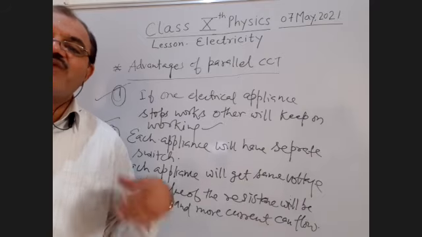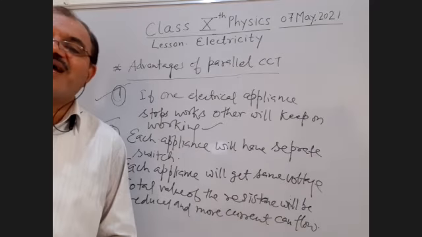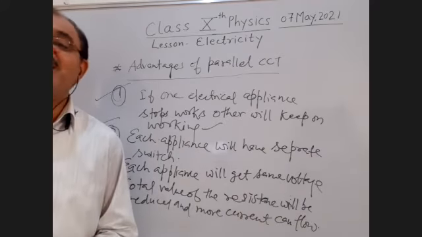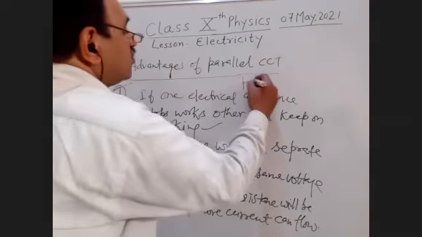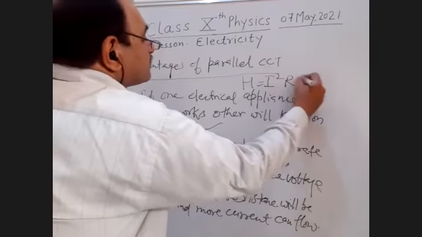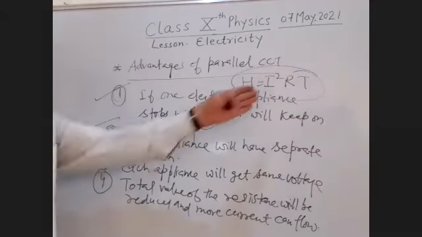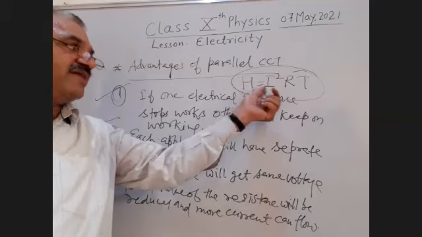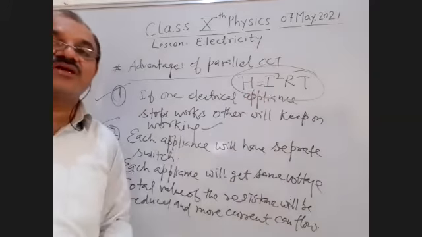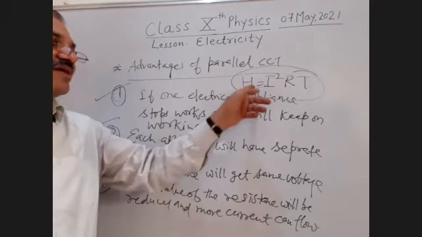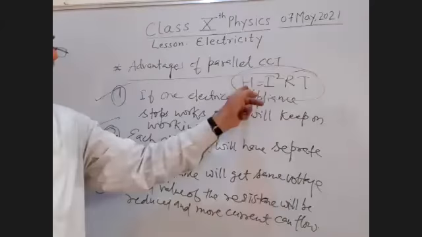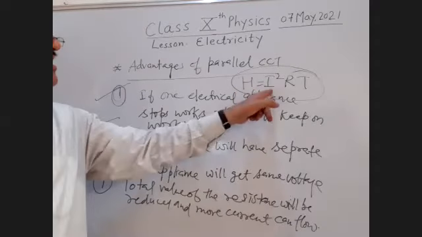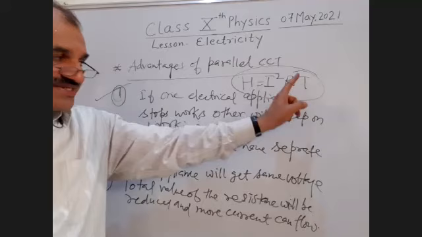Now, student, in the next topic, the heating effect of electric current, the formula which you will study is H is equal to I square RT. I will teach you how to derive this formula mathematically and prove it. This is called Joule's law. Here H is the heat, I is the current, R is the resistance, and T is the time.